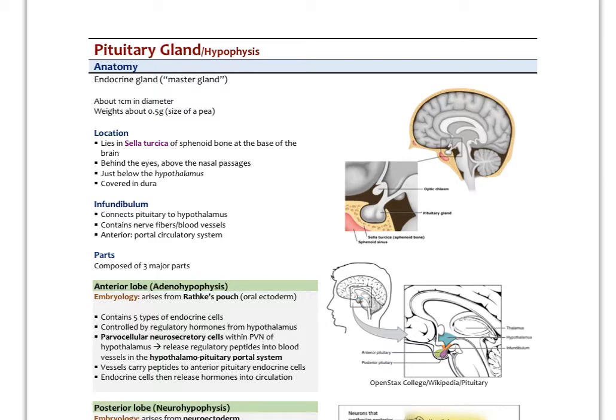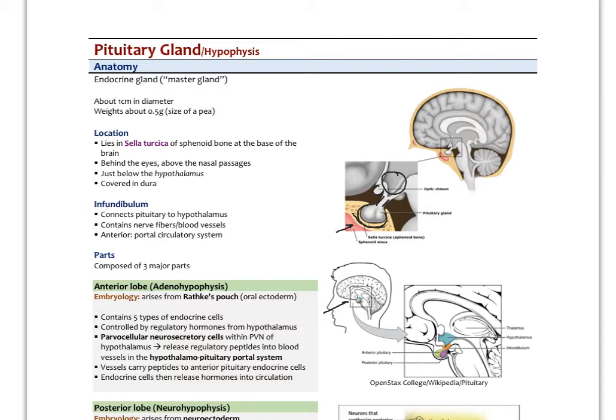This is named after the shape of a Turkish saddle. So this is right above, if you look inside the nose, go into the nasal passage, this is right on the upper side of the nasal cavity. This is the sphenoid bone, and then the pituitary lies inside that cavity. And then again it is connected to the hypothalamus via the infundibulum. Here is the optic chiasm where the optic nerves cross, and then here's where the hypothalamus is. So again, just above the eyes and above the nasal passages.